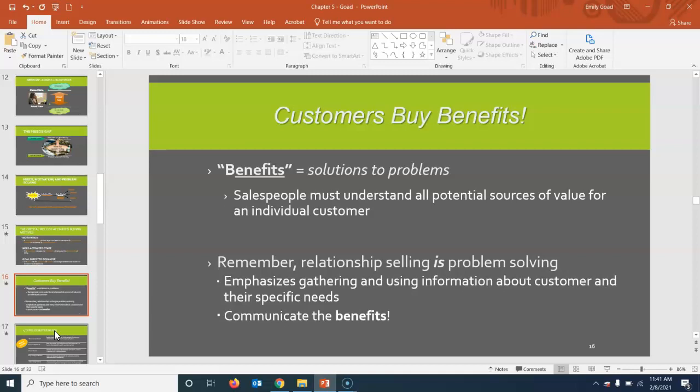So customers buy benefits, and a benefit is a solution to a problem. So if the problem is that I need to produce 250 more units per day, the benefit of the product or service I'm selling is the ability to help that customer produce those extra 250 units per day. So the need and the benefit go together. The benefit is helping to fulfill that need and adding value for that customer.